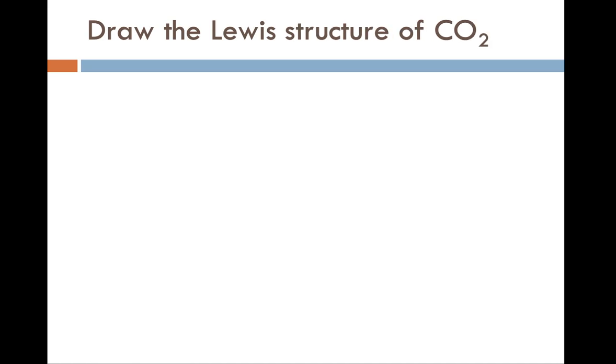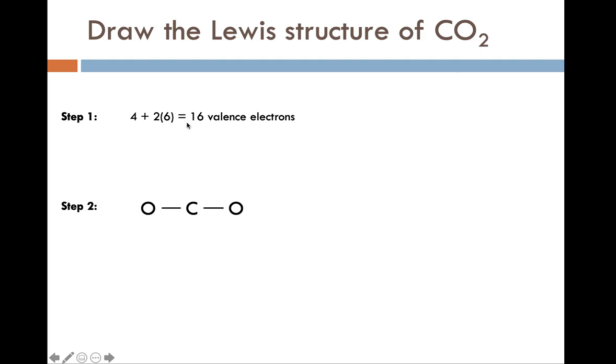CO2. Now we're going to look at an example where formal charge actually makes a big difference to what the correct final structure is. So we're still going to go through the same steps we've been doing. Starting with finding valence electrons, we already know carbon has 4 and each oxygen has 6, which gives us 16 total.